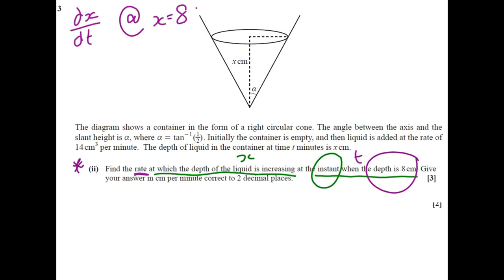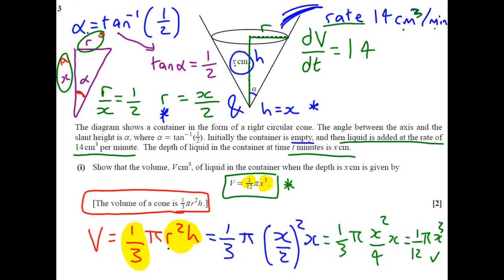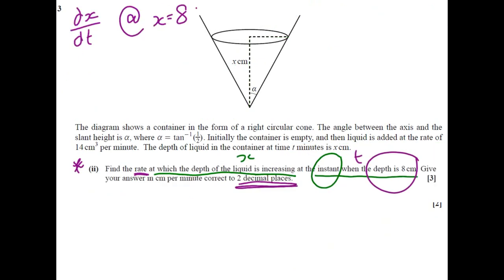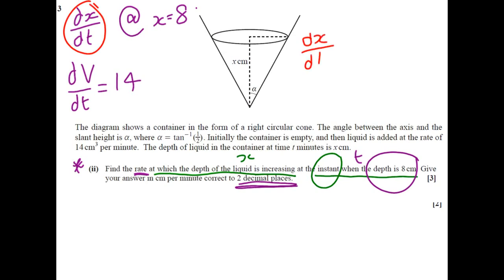Give your answer in centimetres per minute, correct to 2 decimal places. Don't forget to get your rounding correct. Remember from the last slide that we said that dv by dt is 14. We've not actually used that yet, but we're going to use it now for sure. Now think, we want to make up dx by dt. At the minute, what we've got to use is dv by dt. We need a clever way to combine dv by dt with something to get dx by dt.